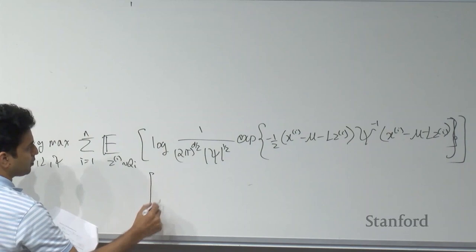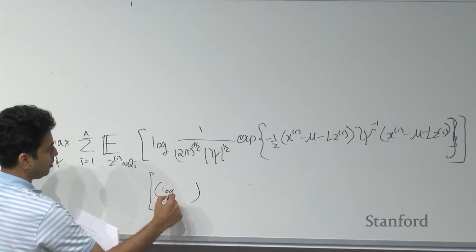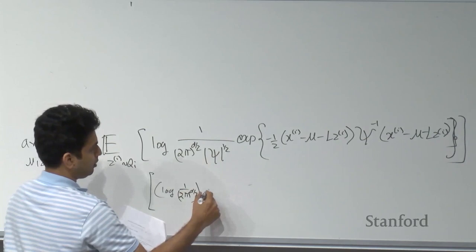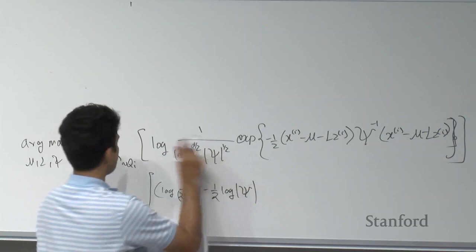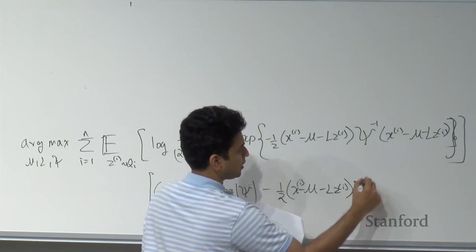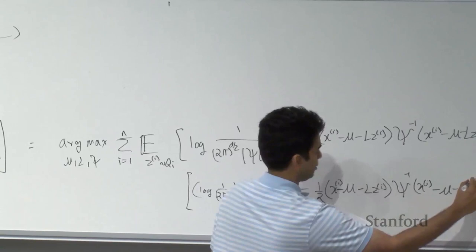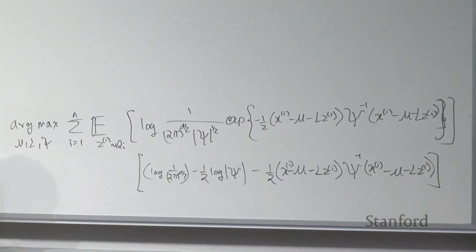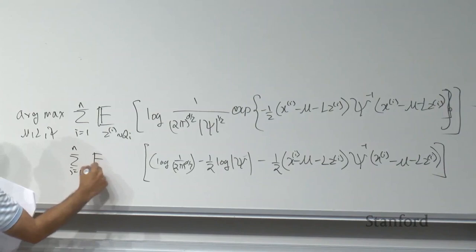So this will be log of 1 over 2 pi to the d by 2, and this will be minus half log determinant of psi, log and the exponent will cancel, minus 1 half x minus mu minus L zi psi inverse x minus mu minus L zi, right? So you still have the sum over i equals 1 to n of the expectation over zi from qi, right?